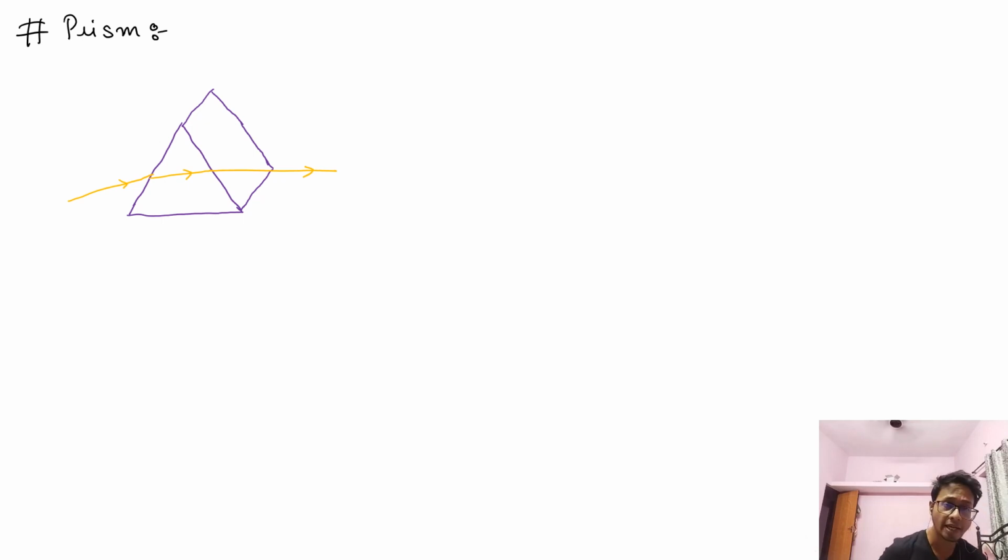So even in a triangular prism, suppose this prism is made up of any material. Suppose a glass of refractive index mu. So this prism will refract the light. We study the properties of incoming rays and outgoing rays for this prism, and we study our prism mostly in this manner.